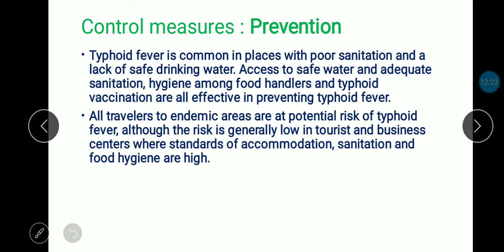All the travelers to endemic areas are at potential risk of typhoid fever. Although the risk is generally low in tourist and business centers where standards of accommodation, sanitization and food hygiene are high. But in our country or in the growing nations, this is not possible for each and every center, business center or living place. Hence, typhoid infection is common.